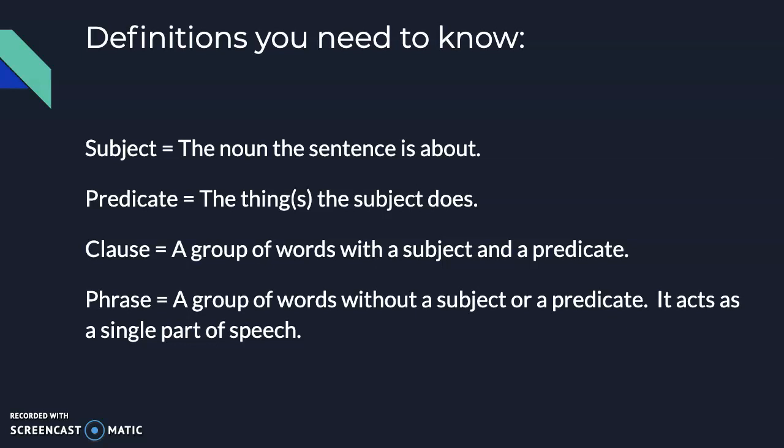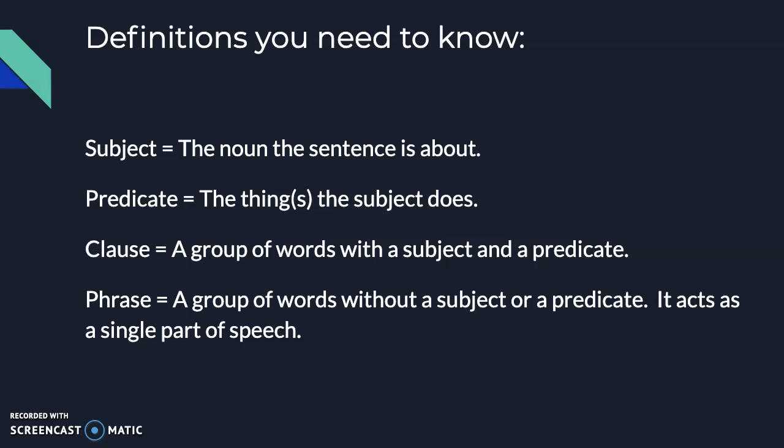We're just going to start with some definitions, some things that you need to know to be really successful with our grammar study. The first term that you're going to hear me use today is subject. The subject is the noun the sentence is about. So that person, place, thing, or idea, that's the focus of our sentence. Predicate is the thing or things that that subject is doing. So remember, if it's doing something, it's got to have a verb as part of that predicate.